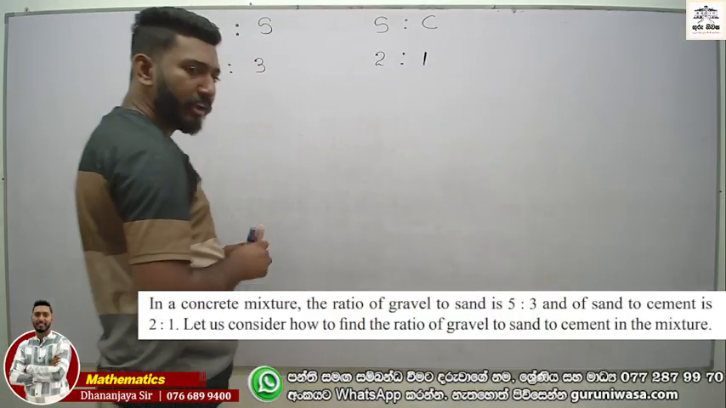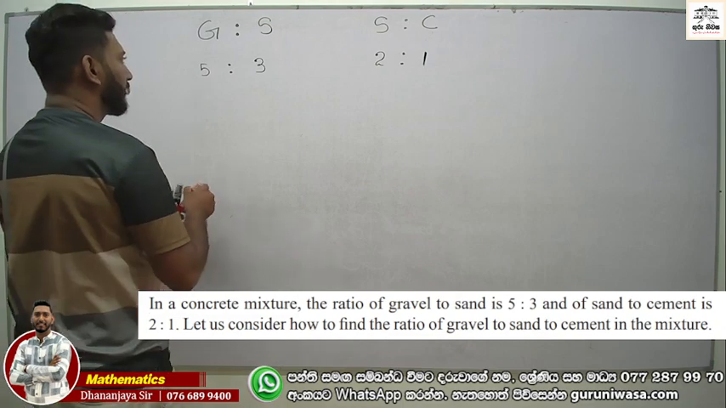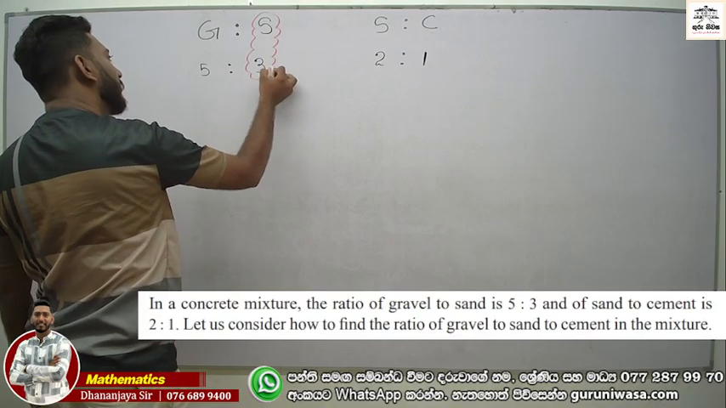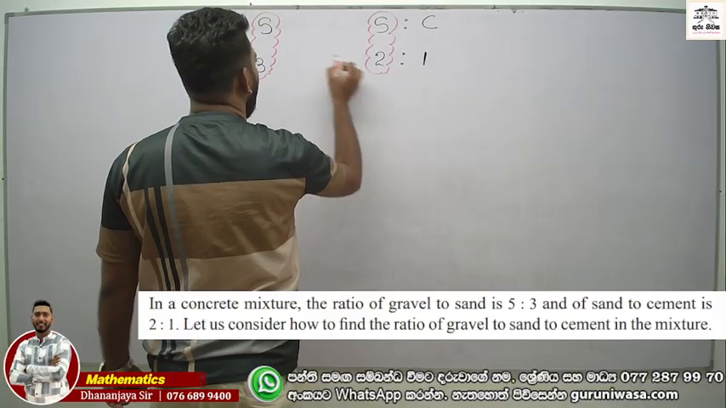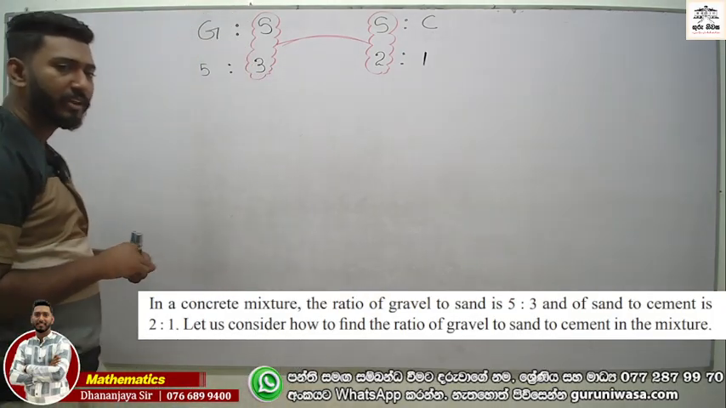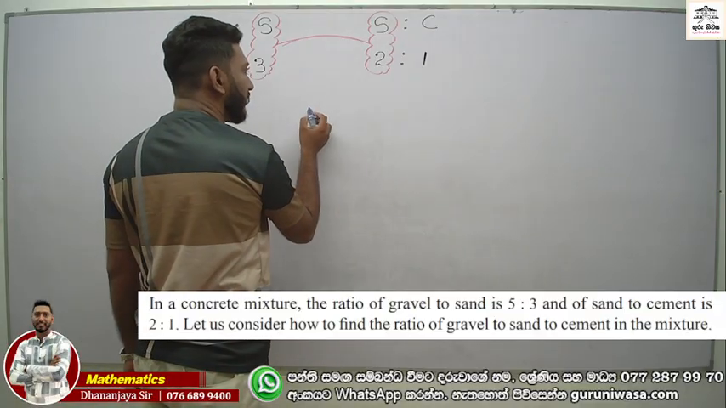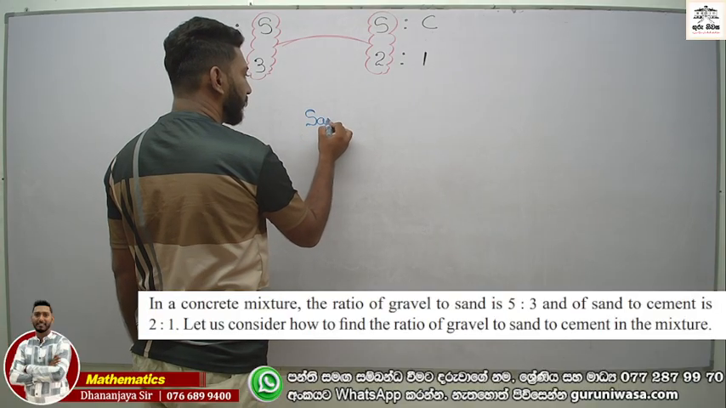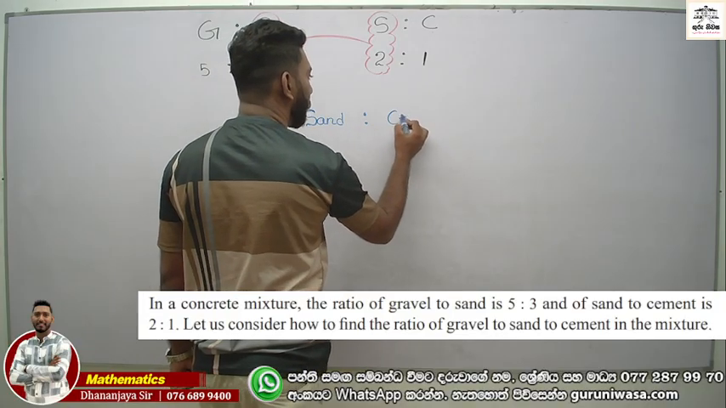What is the common one between these two? Sand. The sand is the common one. Look at this, sand is here and sand is also here. This one we call the common one. Now we write sand as the middle one. Where do I put the sand? In the middle. Here is the sand. And this one should be cement.